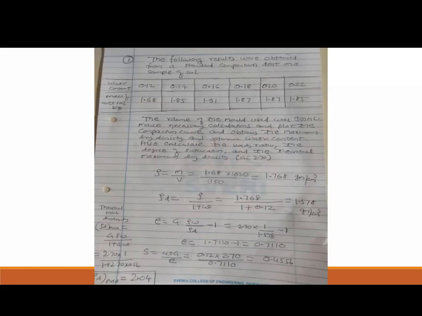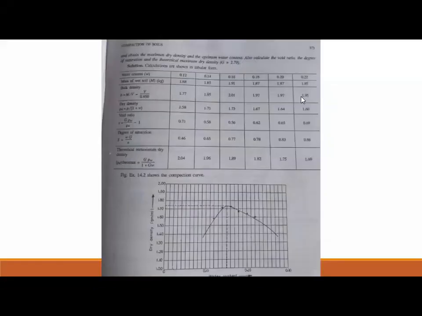Assuming that you did all the things, this is the density and this is the dry density. 1.77, 1.95, 2.01, 1.97, 1.97, 1.95. These are the bulk densities, and these are the dry densities. Have you understood up to here? Look.